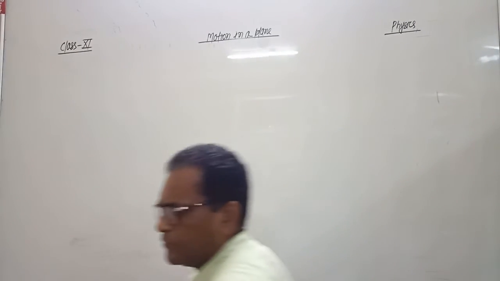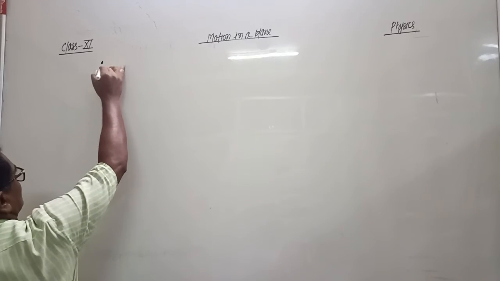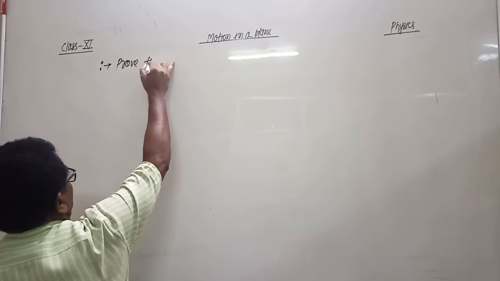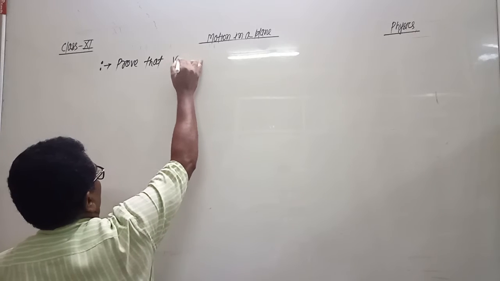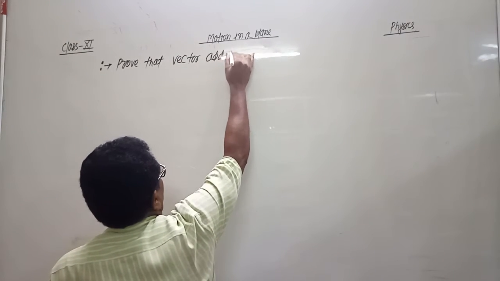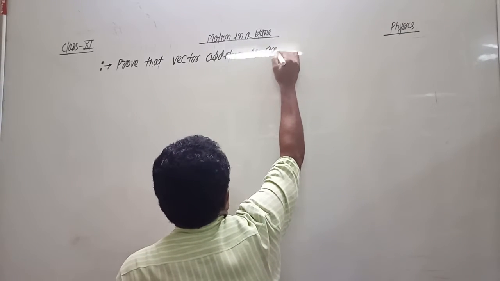Now next we prove that vector addition is associative. We prove that vector addition is associative.